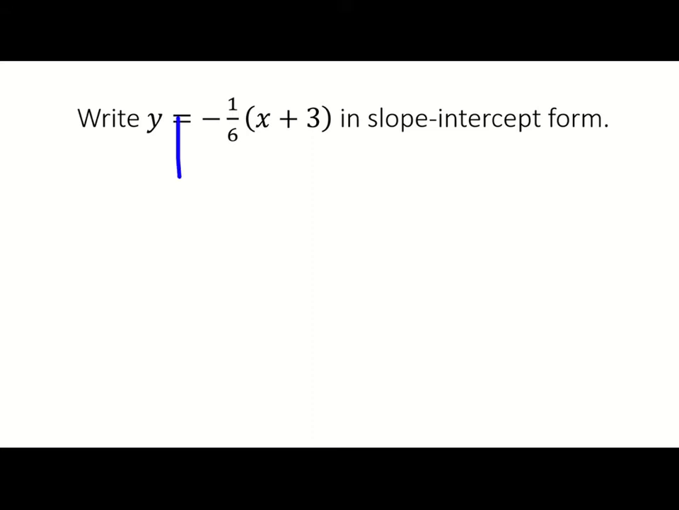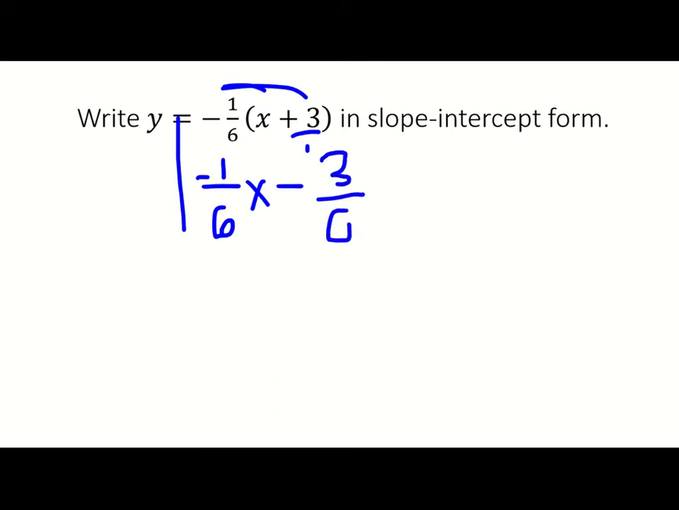So I always start by distributing on the right-hand side first. So negative 1/6 times x, and then negative 1/6 times 3. So I have to make 3 a fraction by putting it over 1, and then multiply straight across. 1 times 3, 6 times 1.